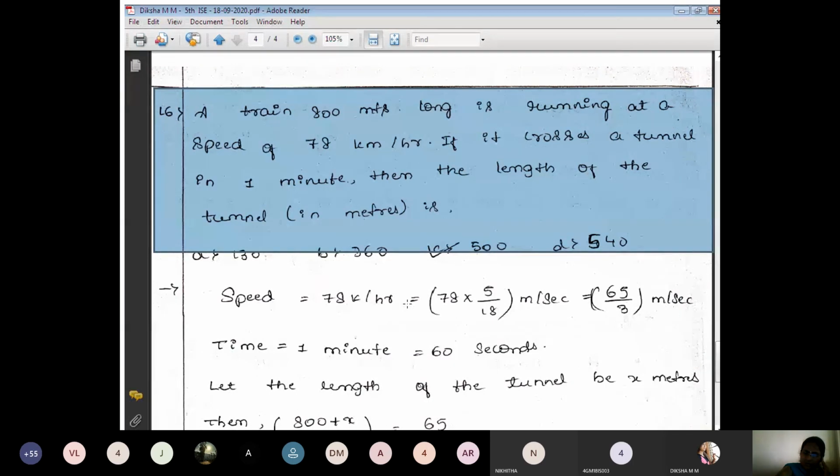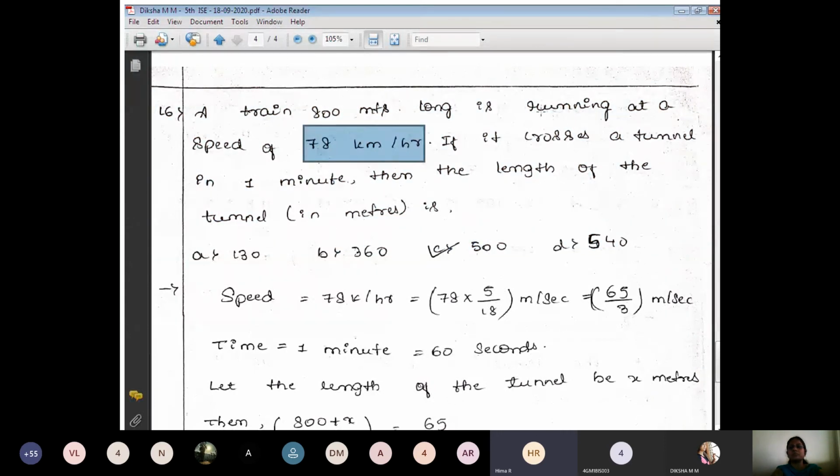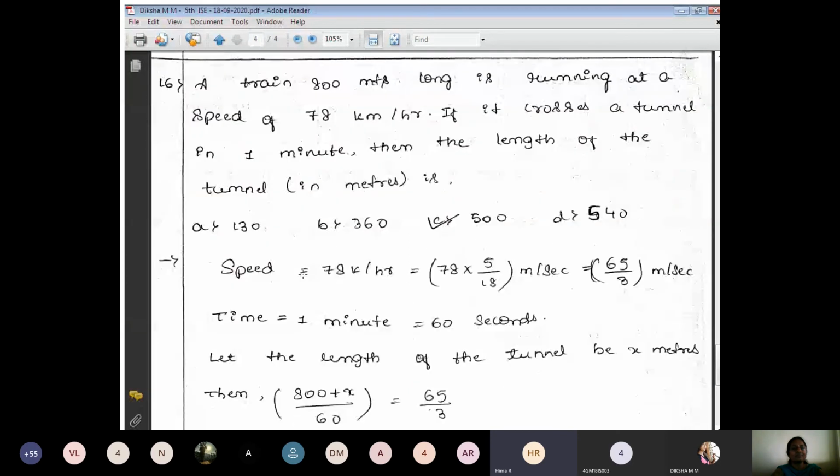A train 800 meters long is running at a speed of 78 km per hour. If it crosses a tunnel in 1 minute, then the length of the tunnel in meters is? So the length of the train is 800 meters, the train is running at 78 km per hour, and it crosses a tunnel in 1 minute. We have to calculate the length of the tunnel.